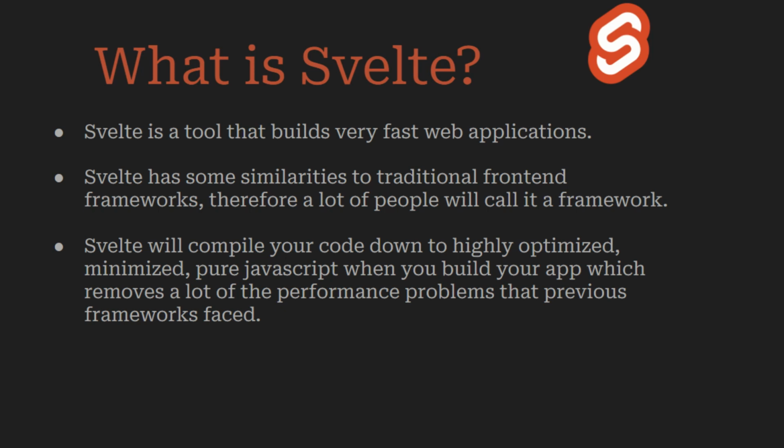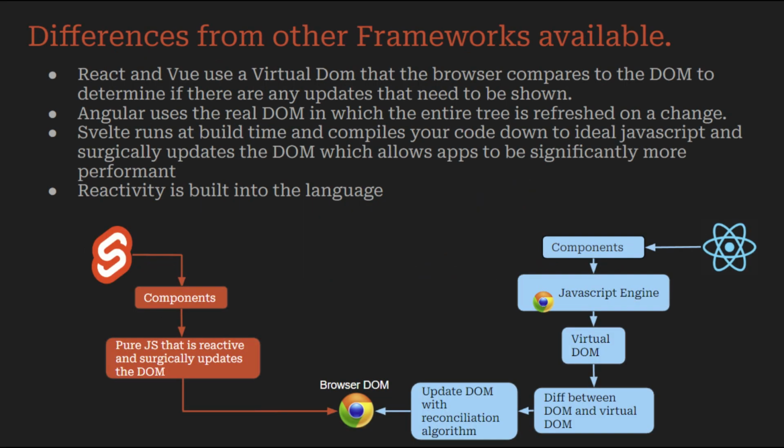Therefore, you're going to have a lot of people that do call it a framework, but Svelte is actually a compiler for JavaScript. It will take your code and compile it down to really optimized, pure JavaScript that you ship to the browser. So that brings us into the differences from the other frameworks.